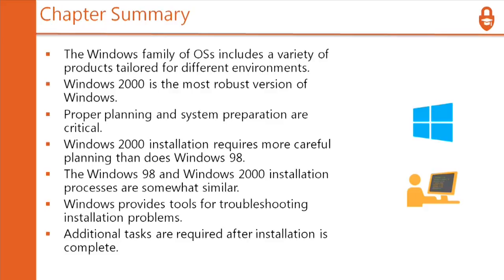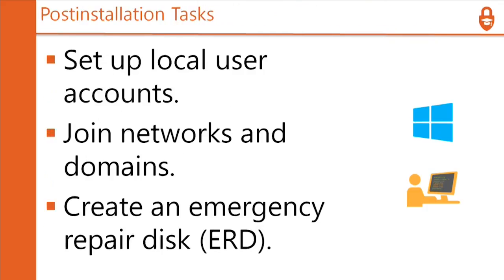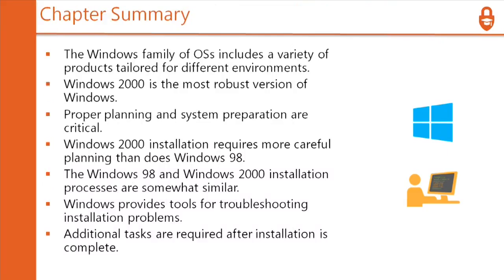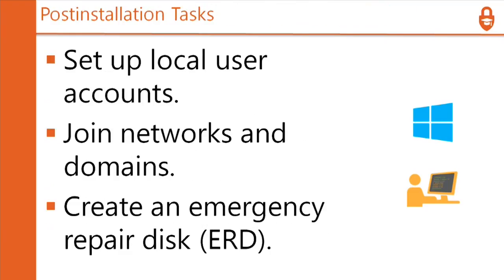Windows 2000 installation requires more careful planning than does Windows 98. The Windows 98 and Windows 2000 installation processes are somewhat similar. Windows provides tools for troubleshooting installation problems. And additional tasks are required after installation is complete, like adding to the domain, right? We want to set up local accounts, join networks and domains, and we create an emergency repair disk, right? Additional tasks are required after installation is complete. What are they? Set up local accounts, join network domains, and create an emergency repair disk.